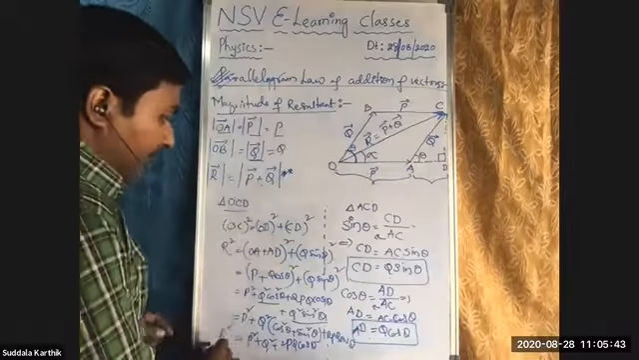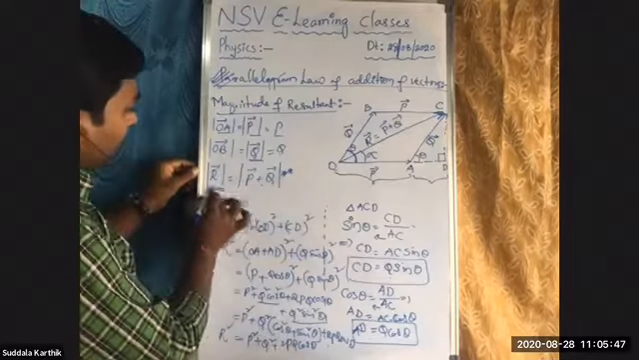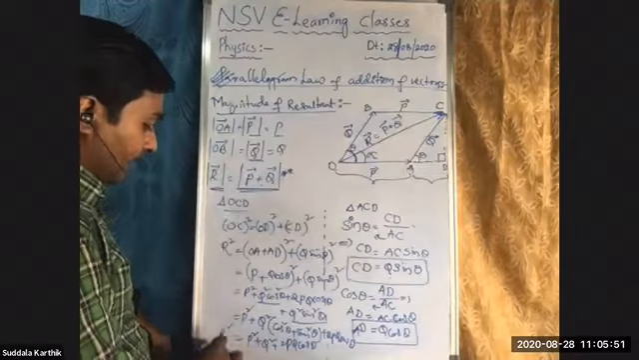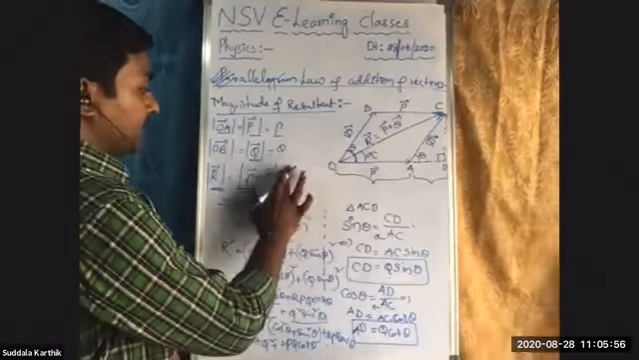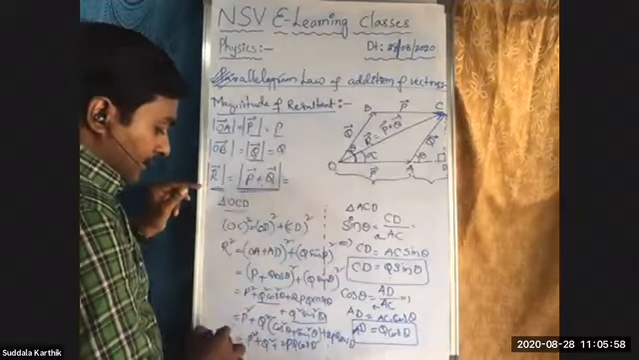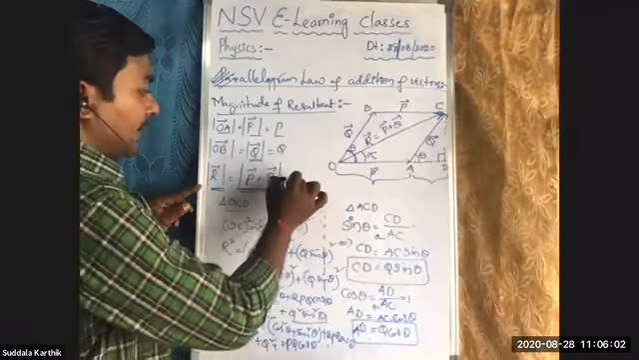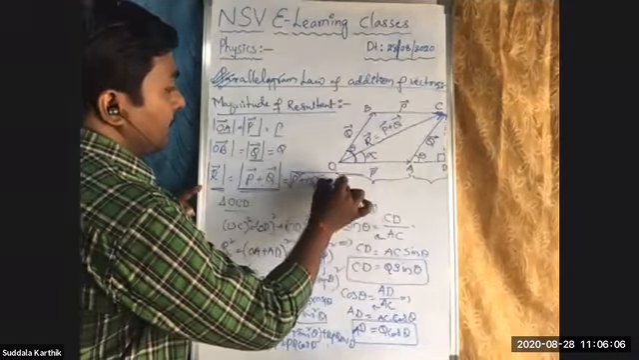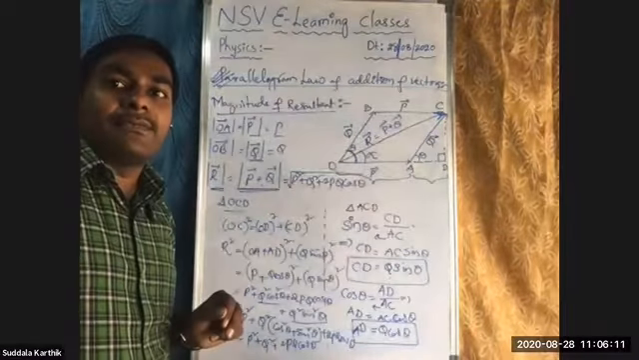But I do not want to calculate R square. Directly I want to calculate the magnitude of R, nothing but the magnitude of P bar plus Q bar. If you take the square root on both sides, you will get R equals under root of P square plus Q square plus 2PQ cos theta. This is a very, very important formula.